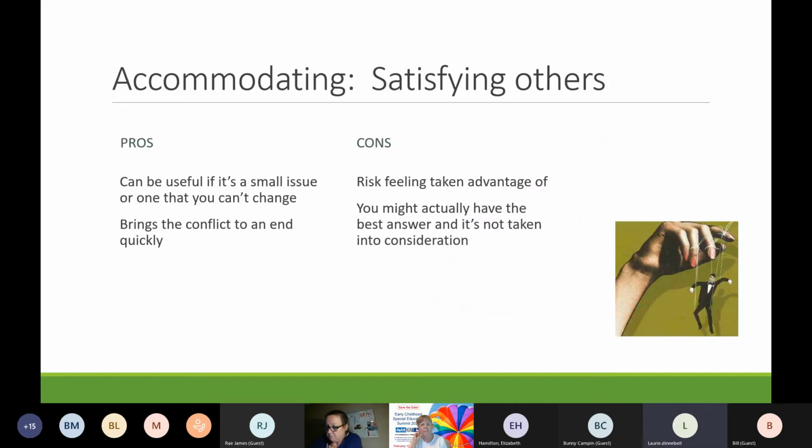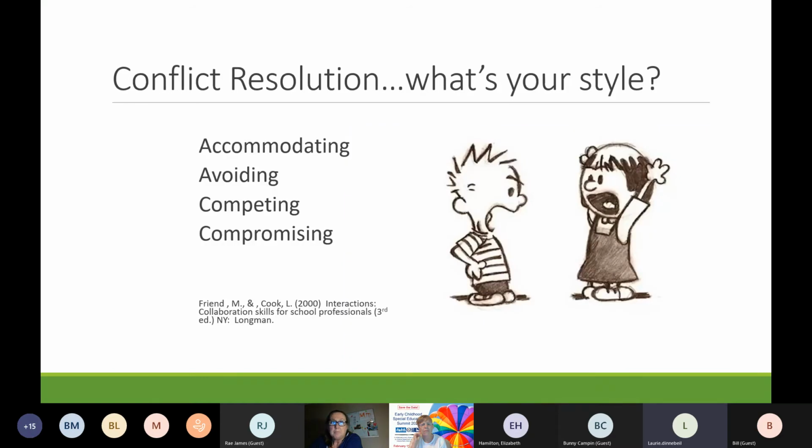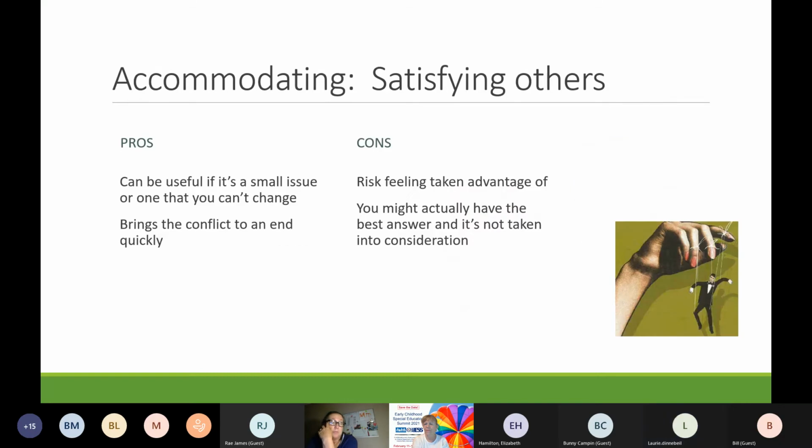So one of the approaches, this is based on information from Friend and Cook, and they wrote a very popular textbook, Collaboration Skills for School Professionals, and identified different types of conflict resolution strategies. One of the things I really liked about this approach was that they identified pros and cons of different ways of addressing conflicts, and the fact that you don't always have to use one approach consistently, that it really depends on the nature of the conflict as to how you're going to respond to it.